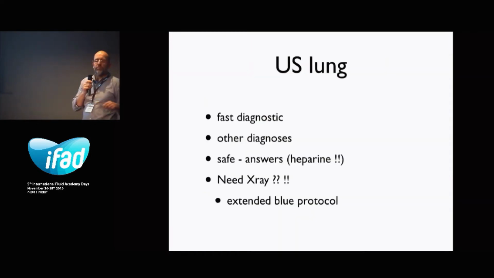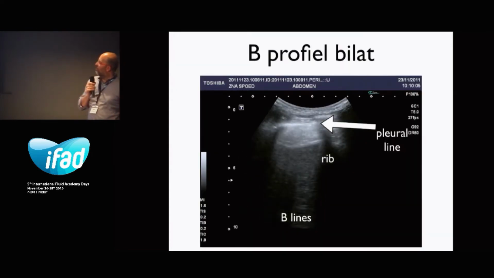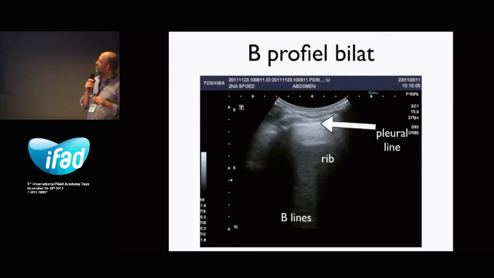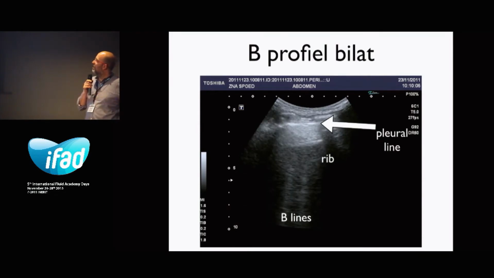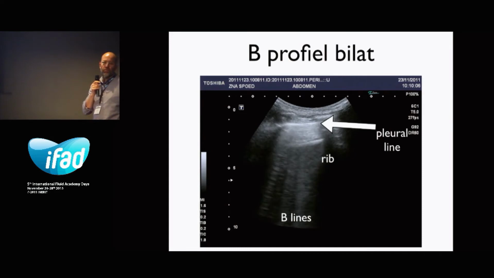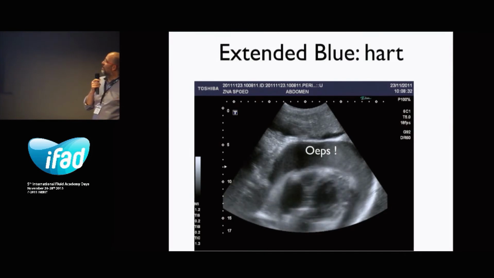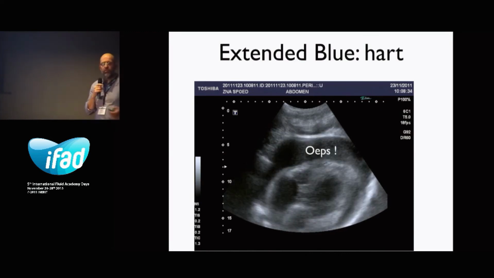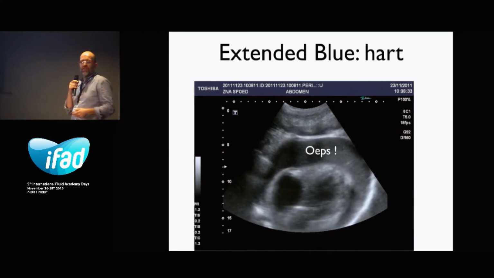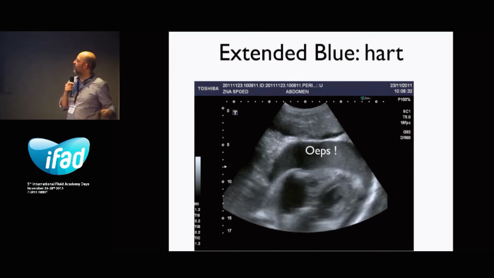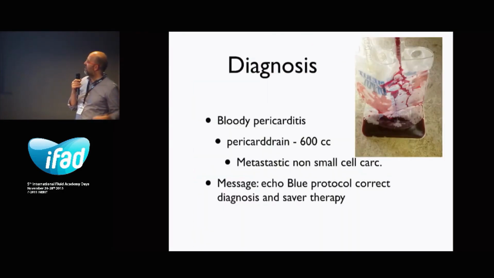Lung ultrasound helps. It's fast. It's simple. It can give other answers and can tell you if you have to use heparin or not. So I did the ultrasound of the lung, and we see some B lines. It was bilateral, so it can fit in with pulmonary edema or bilateral pneumonia. She had some PLAPS, but then when I look at the heart, I have this image. And you do not have to be a cardiologist to diagnose this kind of problem. So we put in a drain, bloody pericarditis, she had a metastatic non-small cell carcinoma, and died a few weeks after.